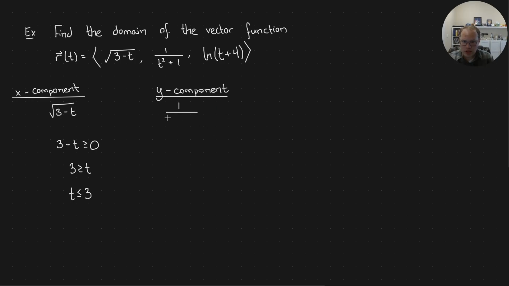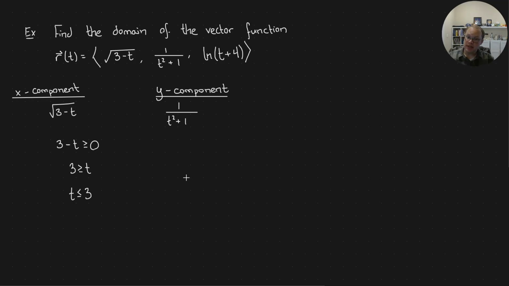So that's 1 over t squared plus 1. Okay, so what do we have to worry about here? We don't have any square roots, no funky functions. What we have to think about here is getting a 0 in the denominator, right? That's one of the big ones. We cannot have 0 in the denominator. So I need to make sure t squared plus 1 isn't 0.